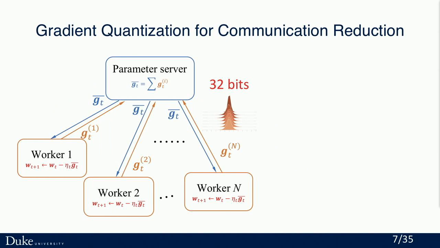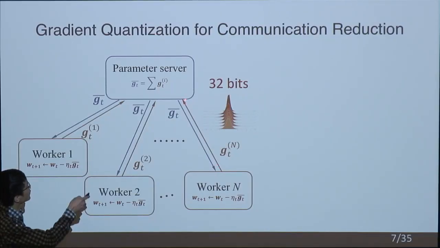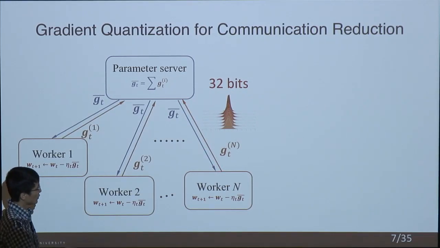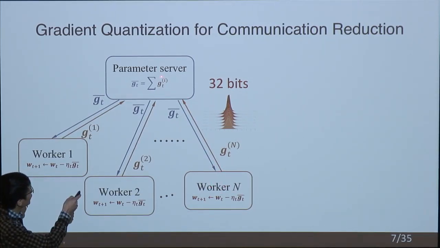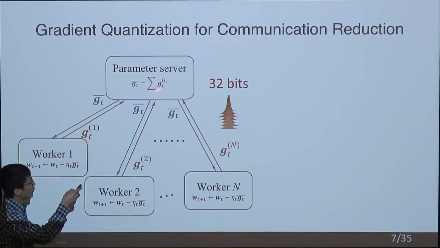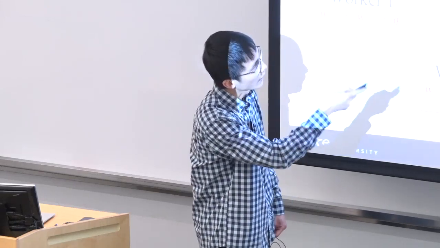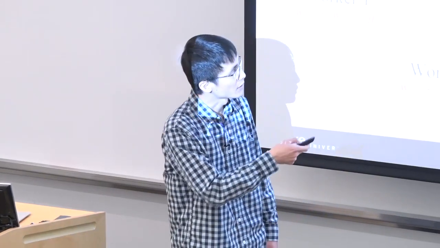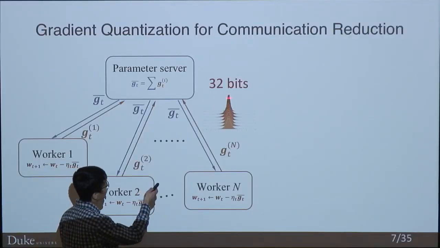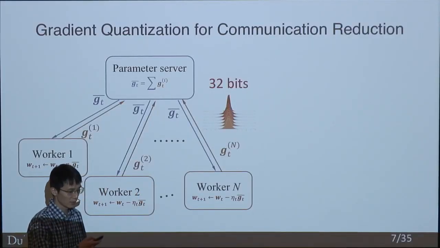So in a distributed training system, we can slightly change the communication pattern so that we only communicate gradients over the network. Each worker will compute the gradients and send them over to the parameter server, which will average the gradients and send them back. So we only communicate gradients over the network. Usually gradients are floating point precision, which has 32 bits per element.